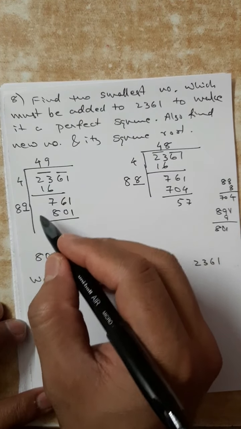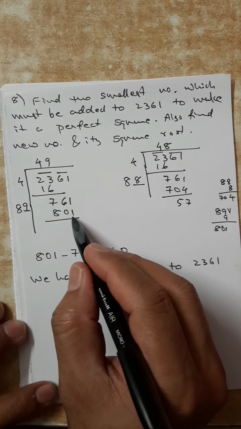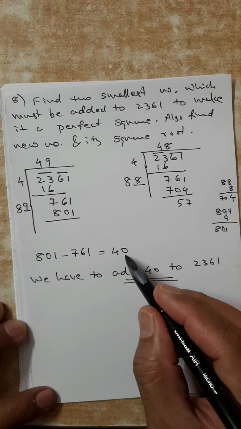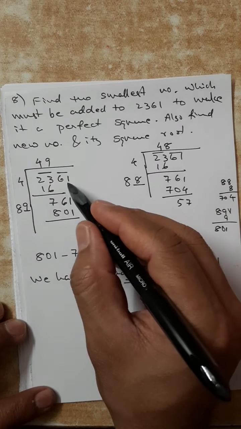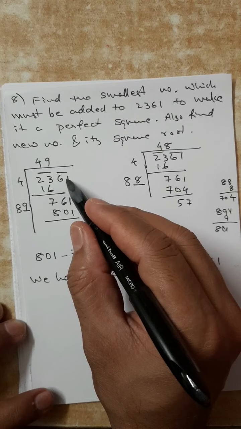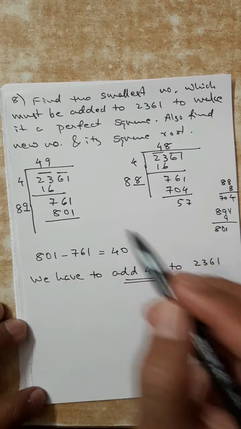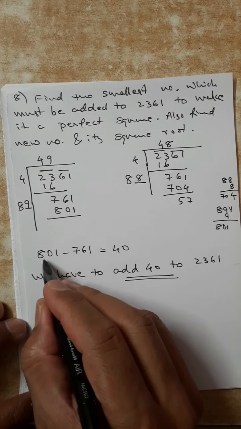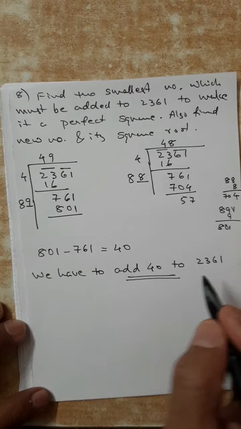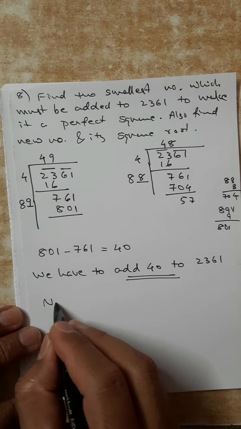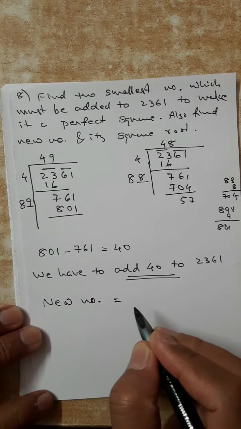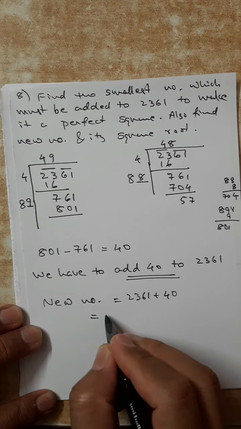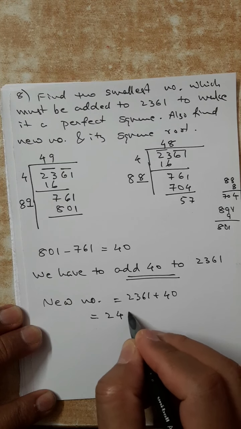With 9 means 49, 89 into 9, that means 801 is needed. That means it is less. Actually, this number is less by 40. Are you understanding? If 40 is there, then 49 could be there. So, simple technique. You are getting it by subtracting like this. 801 minus 761, 40. We have to add this. So, new number. What is the new number? 2361 plus 40. How much? 2401.